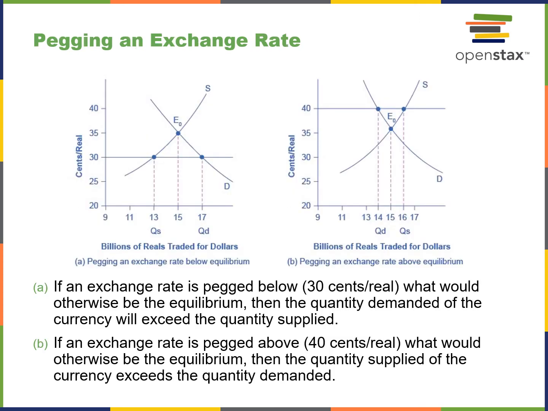So here you have a couple of exchange graphs. We have reals traded for dollars, and if an exchange rate is pegged below 30 cents per real, what would happen relative to the equilibrium? The quantity demanded will exceed the quantity supplied, so there'll be a shortage. People want it here, however what's being supplied is here, and so this gap would be the shortage. On the flip side, if the line is above the equilibrium point, then quantity demanded would not be as high as what's actually being supplied at that rate.